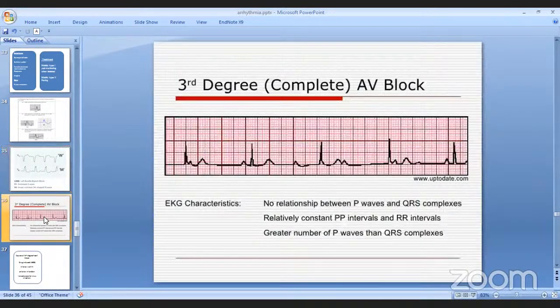Okay, then the third degree, complete AV block. The third degree is the most severe one.